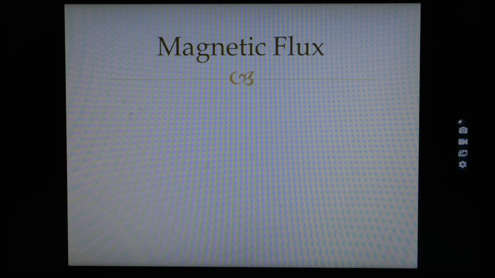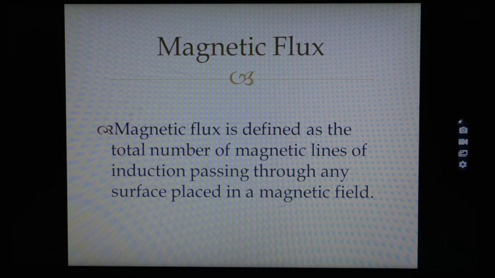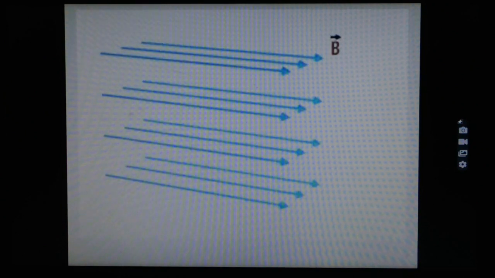Let me start with magnetic flux. Dear students, you are all familiar with flux. That was electric flux, and we discussed it in electrostatics. How do we define electric flux? Yes, the number of electric lines of force passing per unit area. Just in the same way, we define magnetic flux as the total number of magnetic lines of induction passing through any surface placed in a magnetic field.